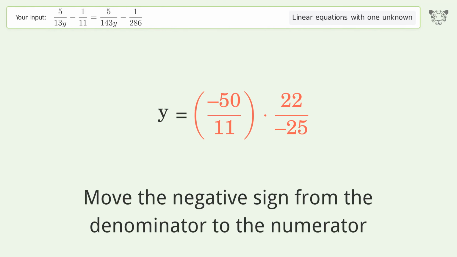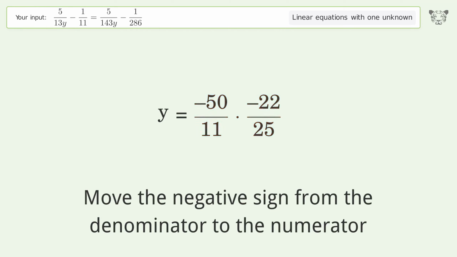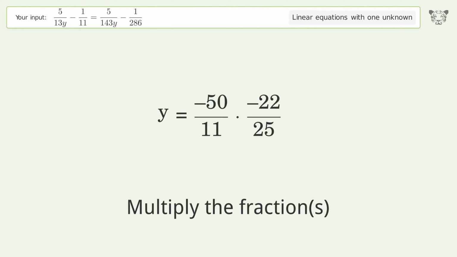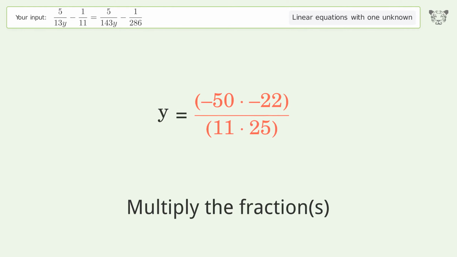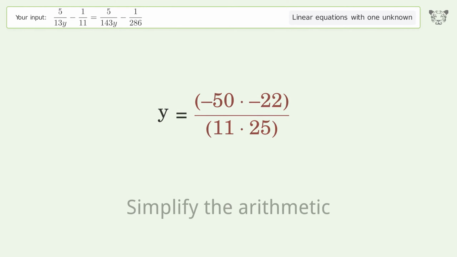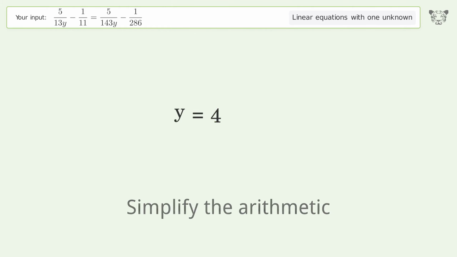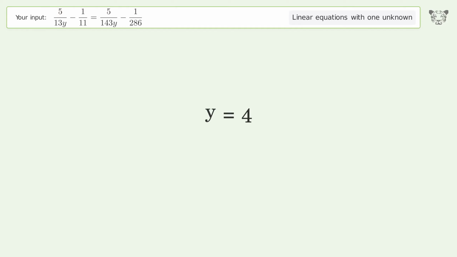Move the negative sign from the denominator to the numerator. Multiply the fractions. Simplify the arithmetic. And so the final result is y equals 4.